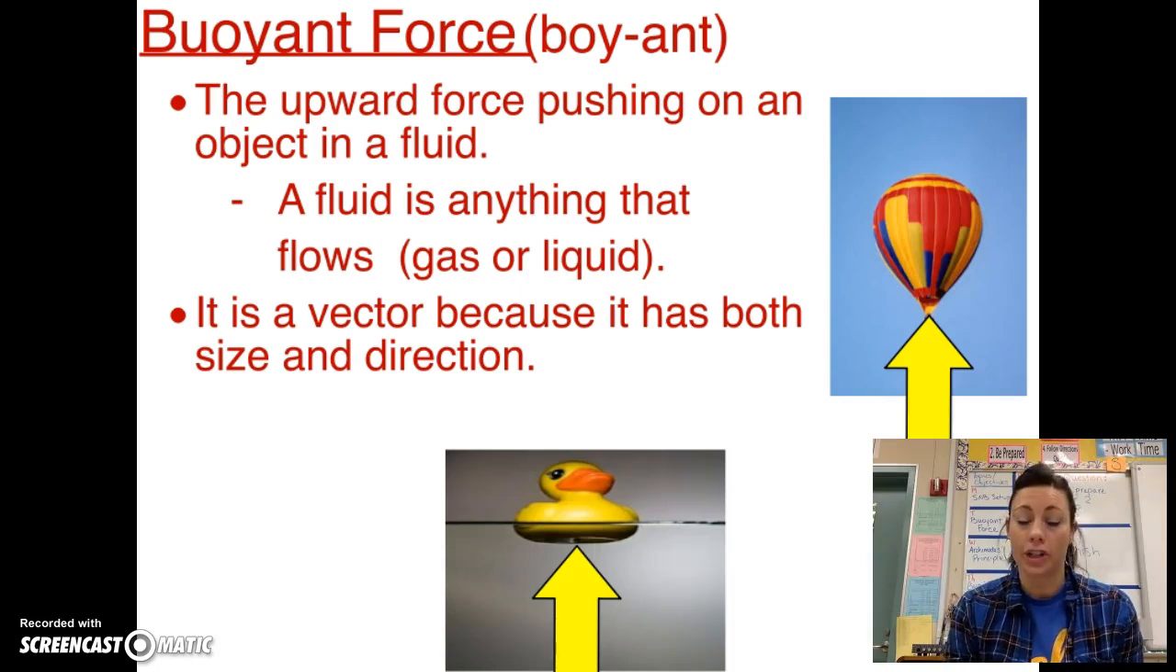Buoyant force is a vector because it has both size and direction. Any force has both size and direction. Take a minute to pause, draw one of these pictures, and then write a question about this section.